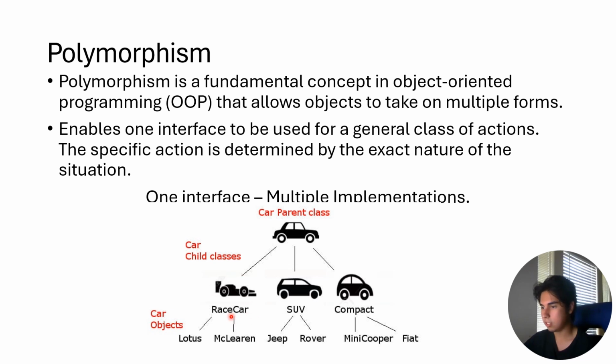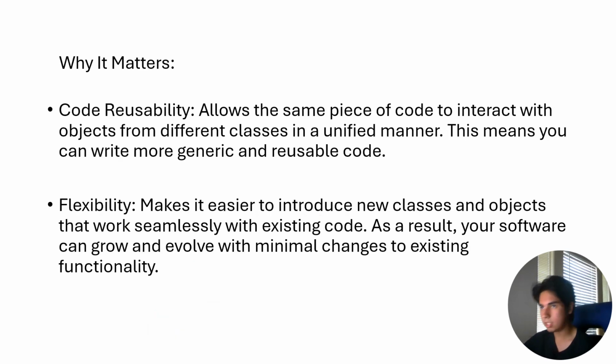So you have this interface, then you have your child classes. Again, you can put whatever you want. I took it from the internet, but the race cars, SUV, compact, sports car, and all that. And car objects can be like the makes, models, and all that. So yeah. So why does it matter? How does it work? Why is it so helpful? Because of code reusability. You don't have to, again, write something new every time. You can use the same piece of code to interact with these objects, even from different classes, in a really unified manner.